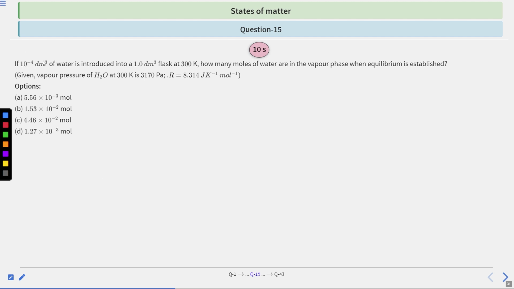If 10 to the power minus 4 decimeter cubed of water is introduced into a 1 decimeter cubed flask at 300 Kelvin, how many moles of water are in the vapor phase when equilibrium is established? We have been given the vapor pressure of water at 300 Kelvin and the R value. So options are 5.56 into 10 to the power minus 3 mole, 1.53 into 10 to the power minus 2 mole, 4.46 into 10 to the power minus 2 mole, and 1.27 into 10 to the power minus 3 mole. You have 10 seconds to solve this question. After that, we will see the answer.